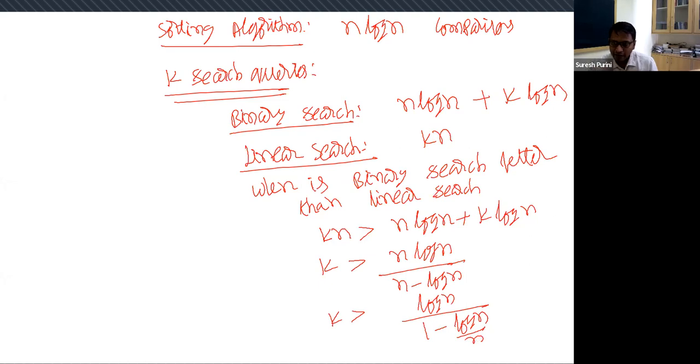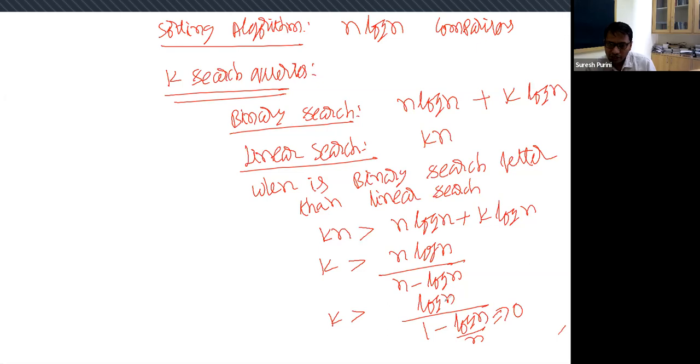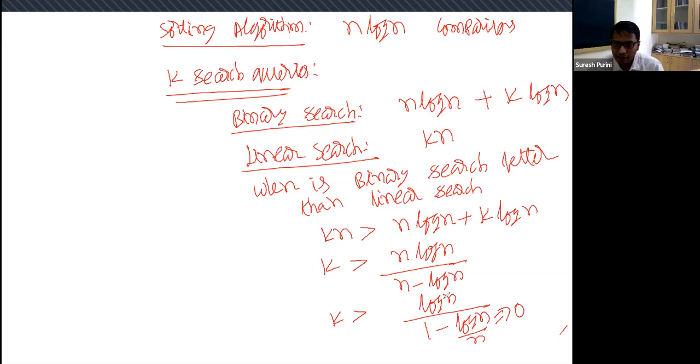As n increases, this tends to 0. So log n by n tends to 0. That means usually when you are thinking about large databases, where log n by n is very, very close to 0, it's essentially like when k is greater than log n, then you are better off going for sorting and doing a binary search.